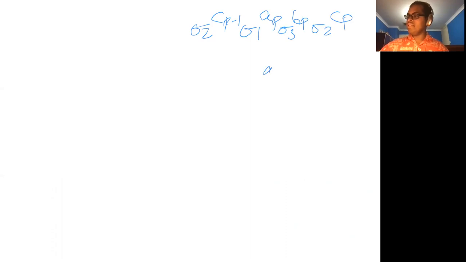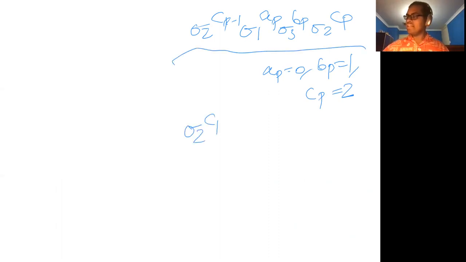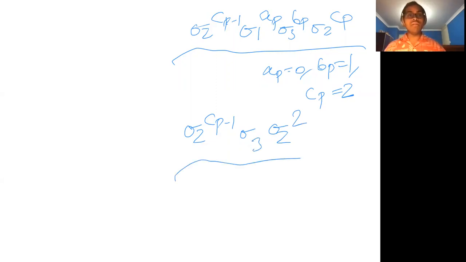So we have something in the braid that looks like this, just to visually show you. If AP is 0 and BP is 1 and CP is 2, so this is the failure of normality, then it's going to look like sigma 2 to the CP minus 1, sigma 3, sigma 2 squared. So it's just going to reduce to this. And this is the bad thing that we want to rule out.